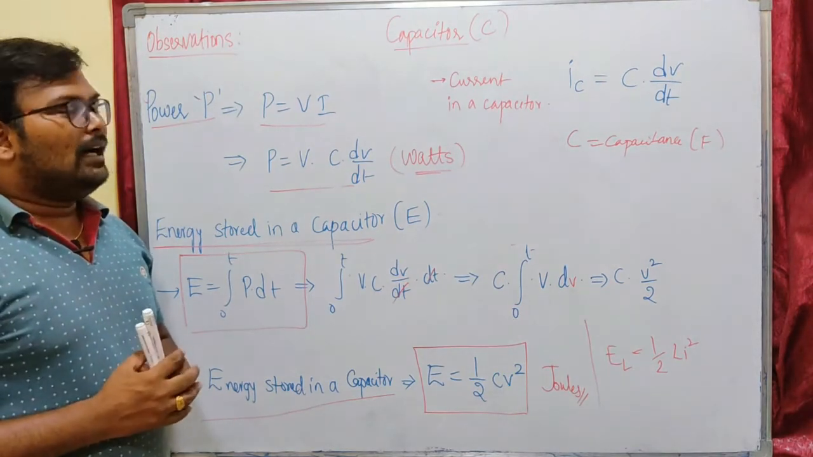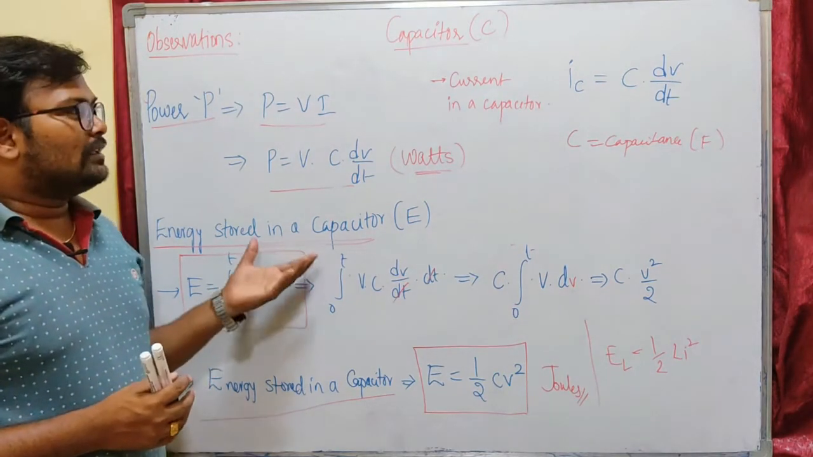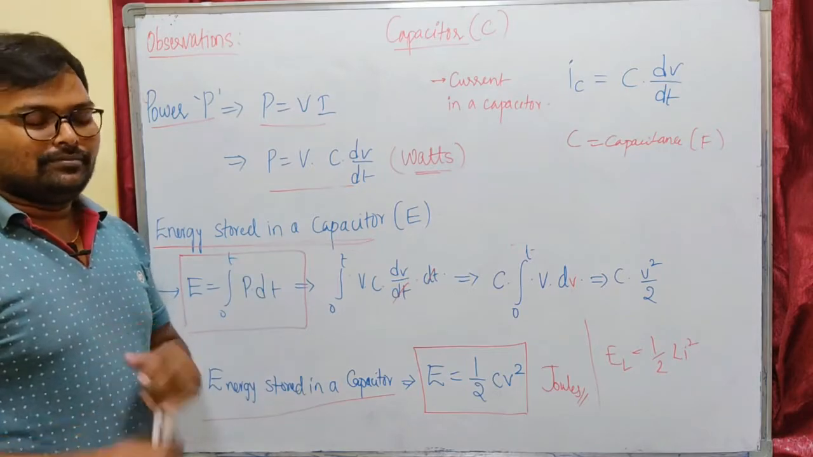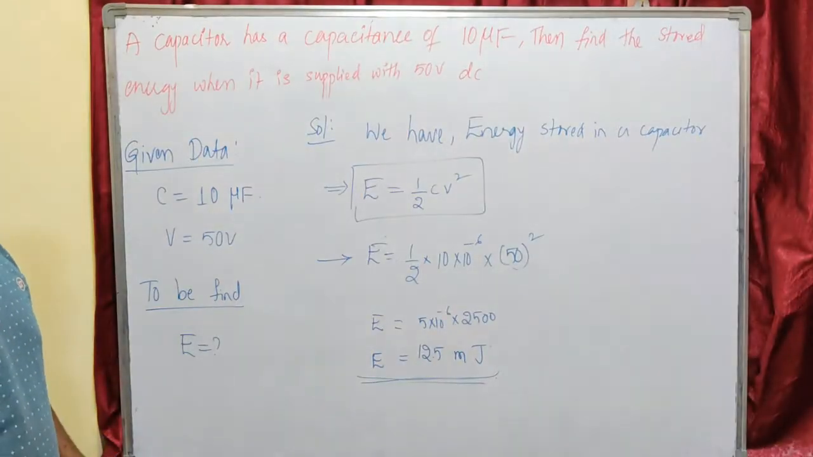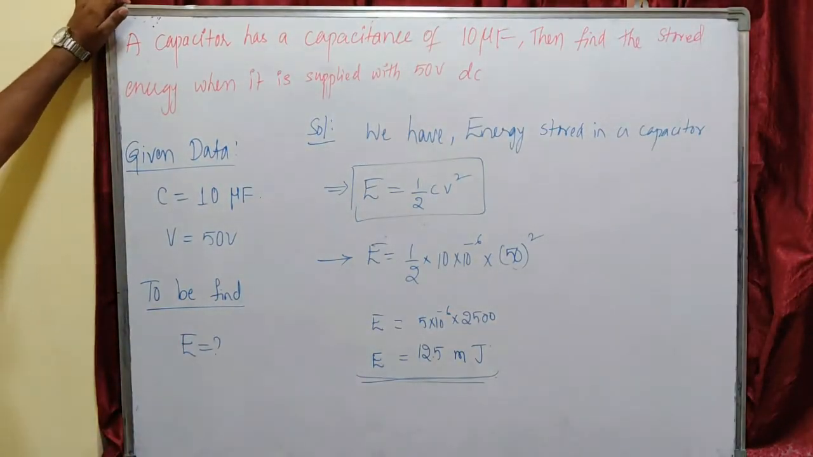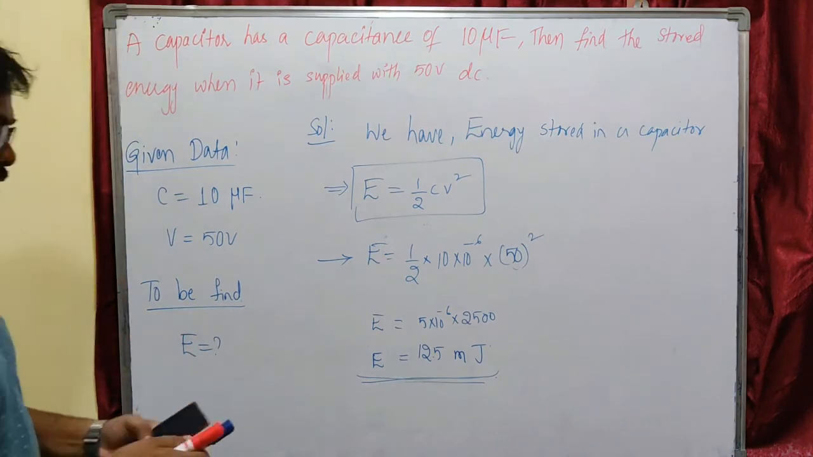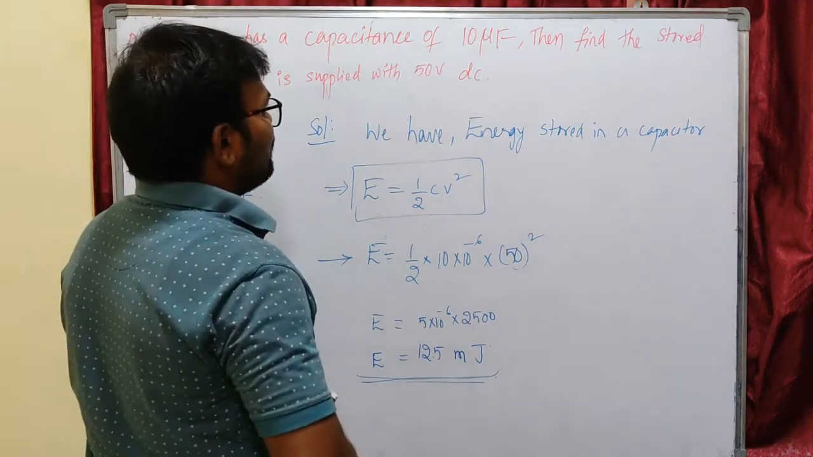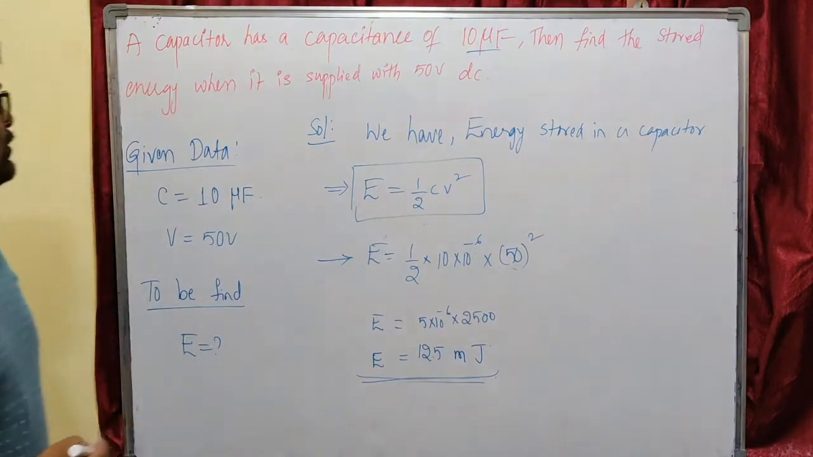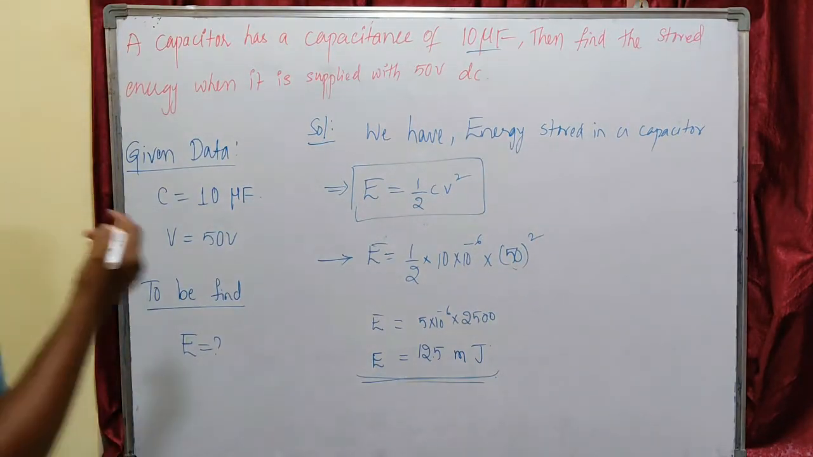Now let us summarize all three electrical elements: resistance, inductance and capacitance. Let's take a problem on a capacitor. The problem states a capacitor has a capacitance of 10 microfarads. Microfarads is a unit of capacitance. Then find the stored energy when it is supplied with a 50 volts DC supply.